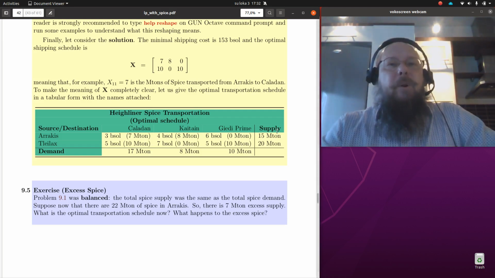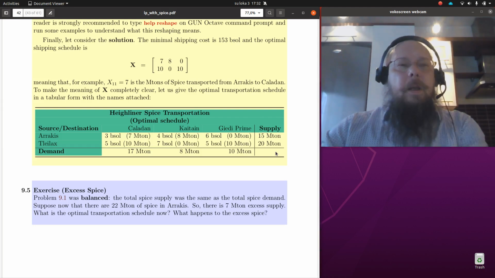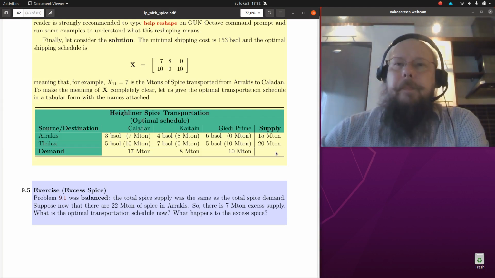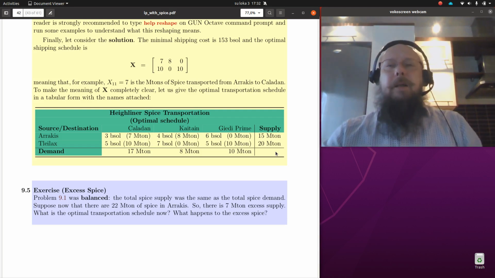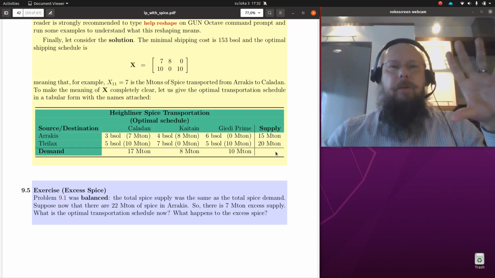Now it's nice that we have this table here, so this highliner spice must flow problem and its solution are compactly here, except for the 155 billion Solaris. That's the optimal cost. Maybe I could use this space to put it there. But this is a balanced problem. What does it mean that the problem is balanced? What's the balance here? If you look at the supply, what is the total supply?